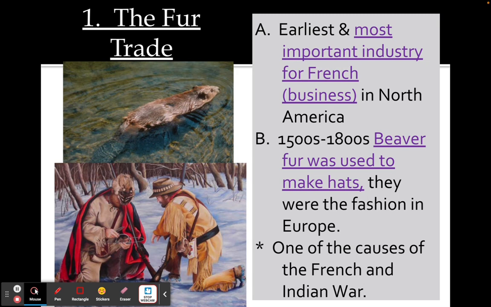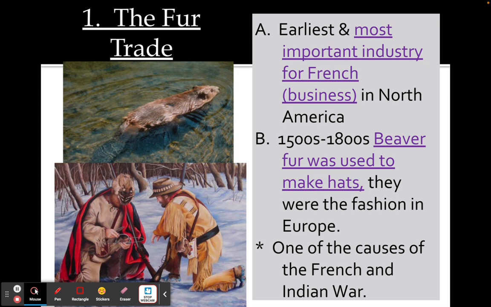So, as I think we kind of discussed in looking at some of the major industries for both the British and the French, is the fur trade. You'll see the animal on top there, that is a beaver. There were actually so many beavers in North America at this time that you could not go like feet in the woods without seeing a beaver. For the French, it became their earliest and most important industry in North America.